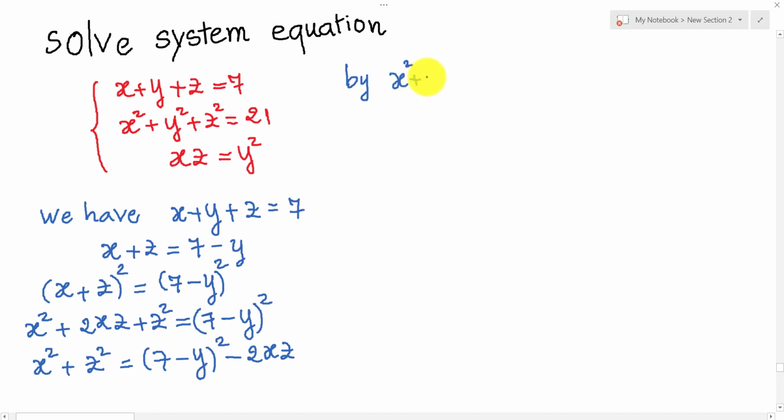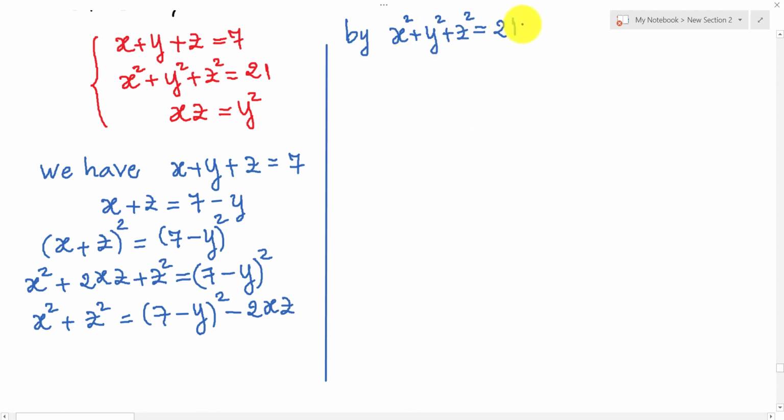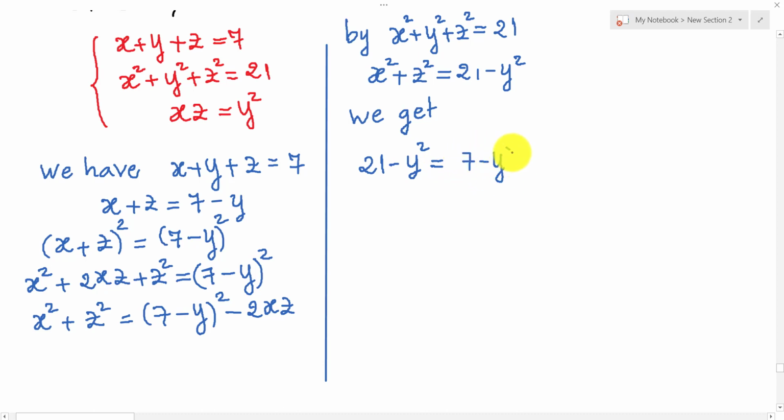And then we know that x squared plus y squared plus z squared equal 21. I move y squared to the right hand side, so I get x squared plus z squared equal 21 minus y squared. And then I replace x squared plus z squared by 21 minus y squared. So we get 21 minus y squared equals 7 minus y all squared minus 2xz.